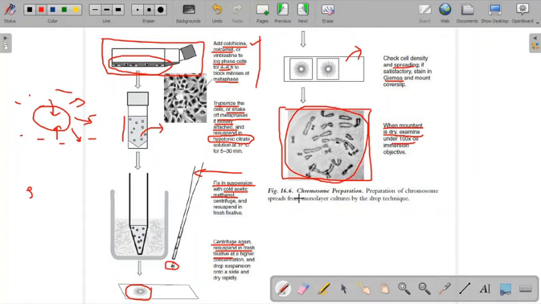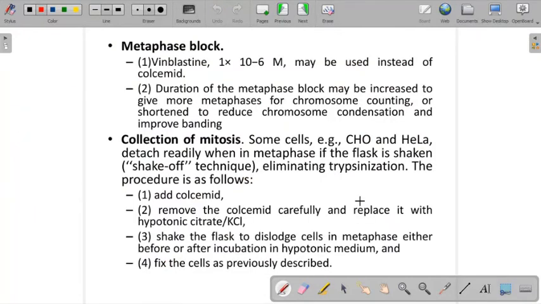It's a tedious procedure, and it needs expertise in handling and performing every function. Currently there are many different kits available from different companies for karyotyping. So this is basically the procedure: addition of the metaphase block, and how we use vinblastine or colchicine to arrest the cells in metaphase.